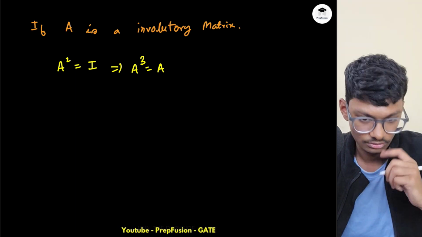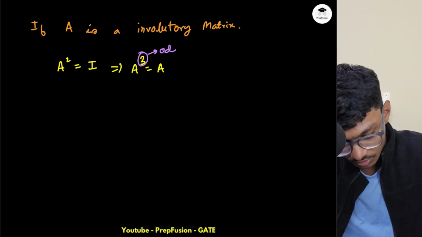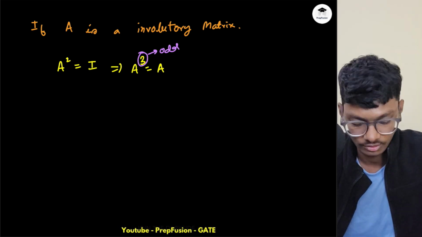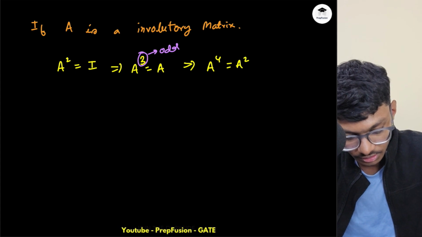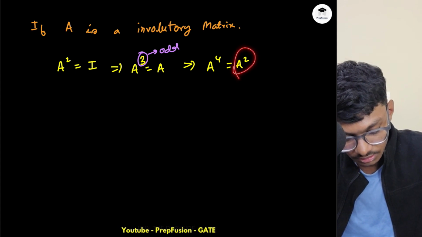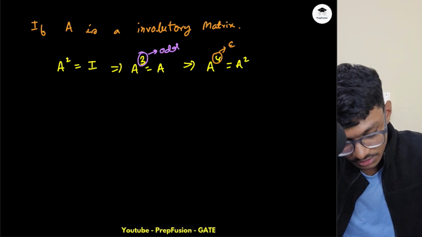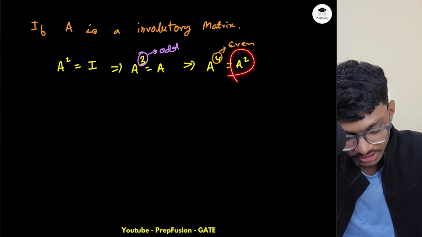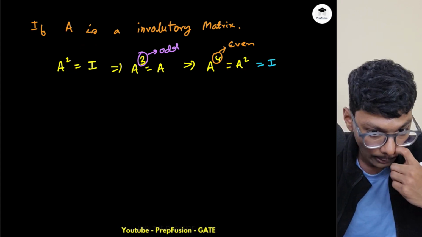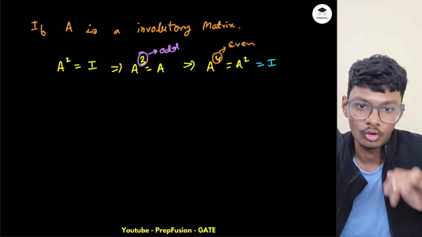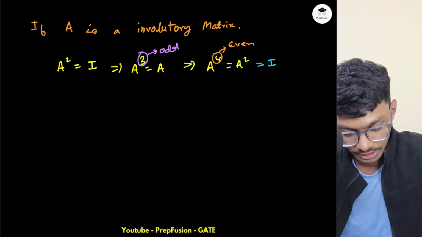Okay, so now just understand this is an odd power, right? This is an odd power. We just want to find a pattern over here. So now again I multiply A on both sides, this will be A square. This is an even power. And what is A square? A square equals I itself. So I can write this as I. So an even power will always be equal to I, and an odd power will always be equal to A itself, right?